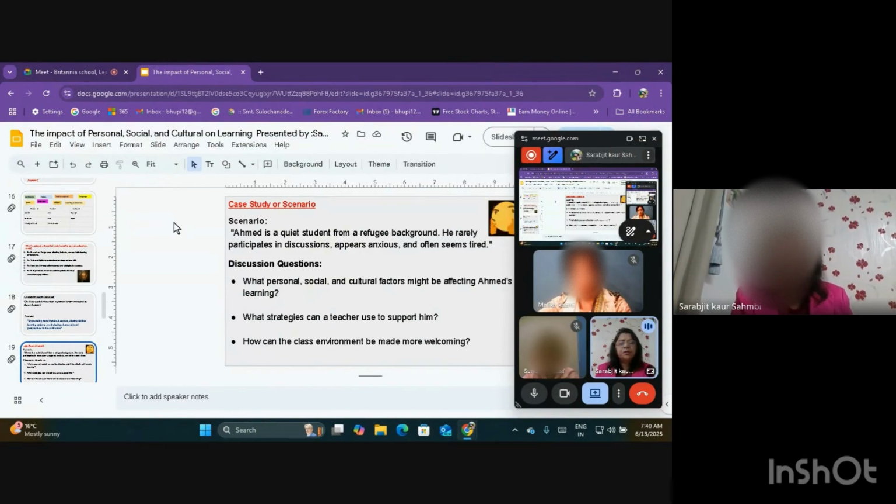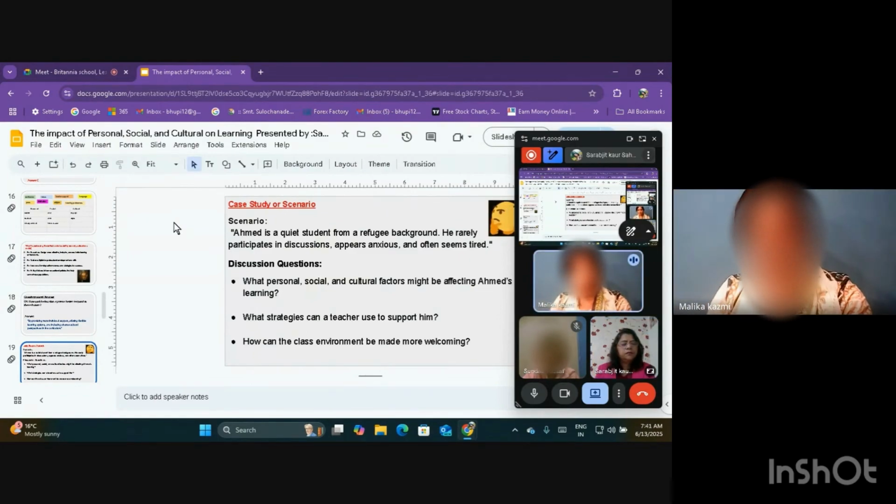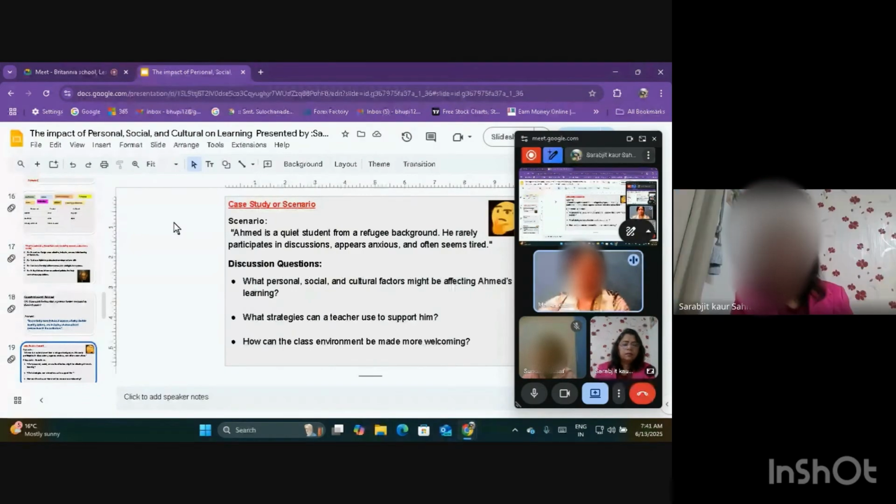And Malika, do you want to add something on the class environment for Ahmed? Yeah, I agree with Sudhanshu regarding creating a safe environment, and I must add, we should encourage respectful behavior and celebrate diversity. For example, to make anyone comfortable in class, we can display posters showing different cultures and languages. Yeah, this is correct. You can reward it. Yeah, this will make him happy. Yeah, it's correct.